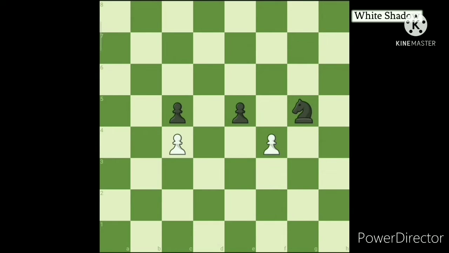Now we will see how does a pawn attack. Pawn can never attack the piece in front of him. It can only attack diagonally. Now you can see that this pawn and this knight are both attacked by this pawn, and it can attack diagonally and can take their squares just like this.